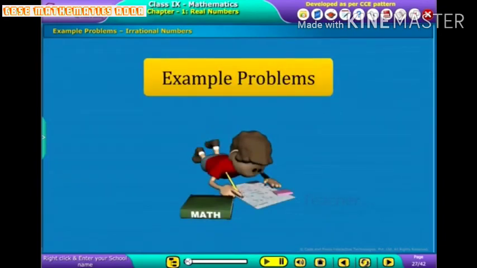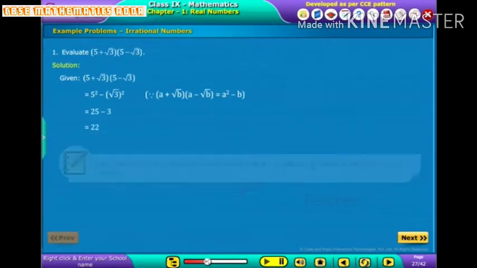Let us solve some example problems using the properties of irrational numbers. Evaluate 5 plus root 3 into 5 minus root 3. Solution given. As it is of the form a plus root b into a minus root b, it can be written as a square minus b. By further solving, we get 5 square minus root 3 whole square, that is equal to 25 minus 3, which in turn equal to 22.